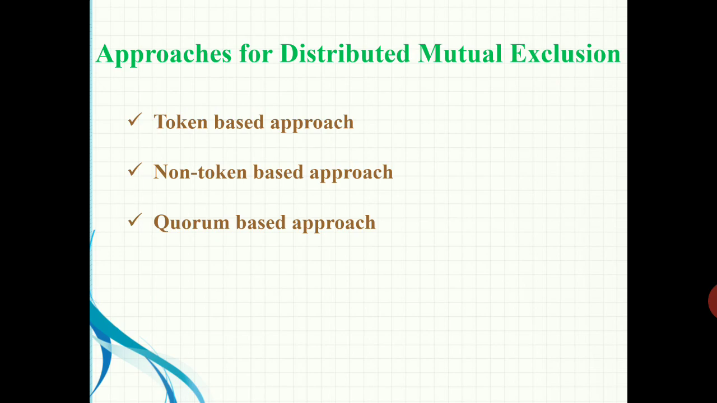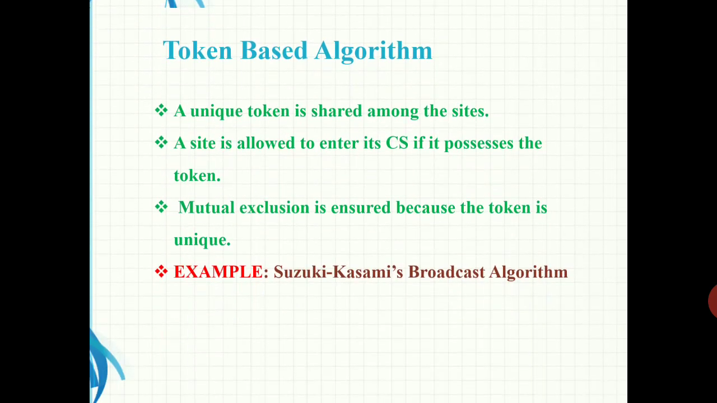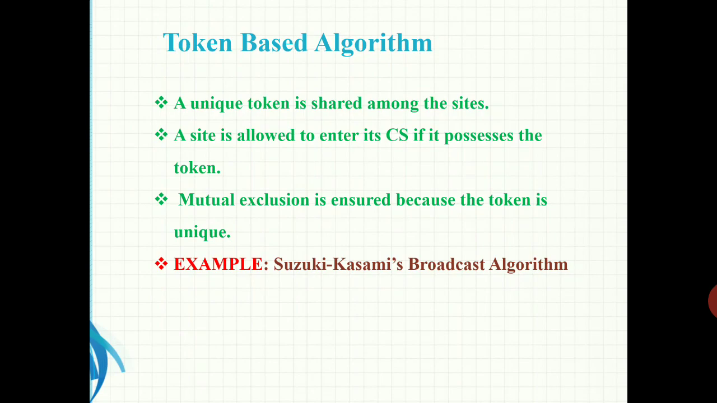Based on message passing, we can group or categorize the mutual exclusion algorithms into three groups. The three basic approaches based on message passing to implement mutual exclusion in distributed systems are the token based approach, the non-token based approach, and the quorum based approach. First of all, we will discuss the token based algorithm.